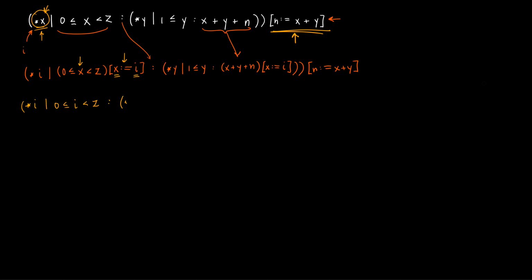And then in here, we don't touch the y quantification. We've got 1 less than or equal to y. And now we're going to take our one occurrence of x over here. We're going to swap it with I. So we're going to say I plus y plus n. We can close that bracket and we can leave the n substitution as it is out here. So this is where we're at now.